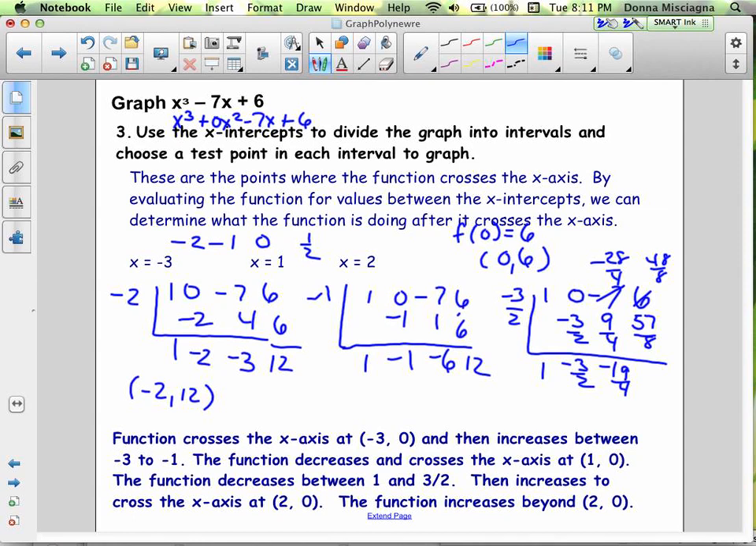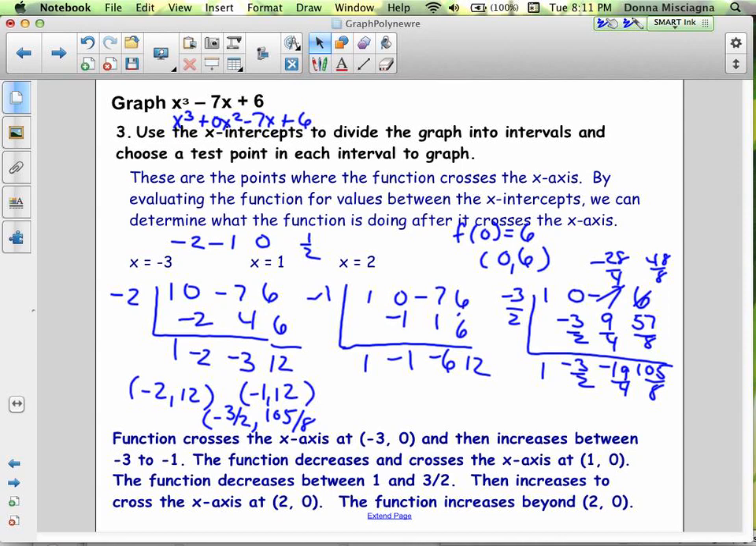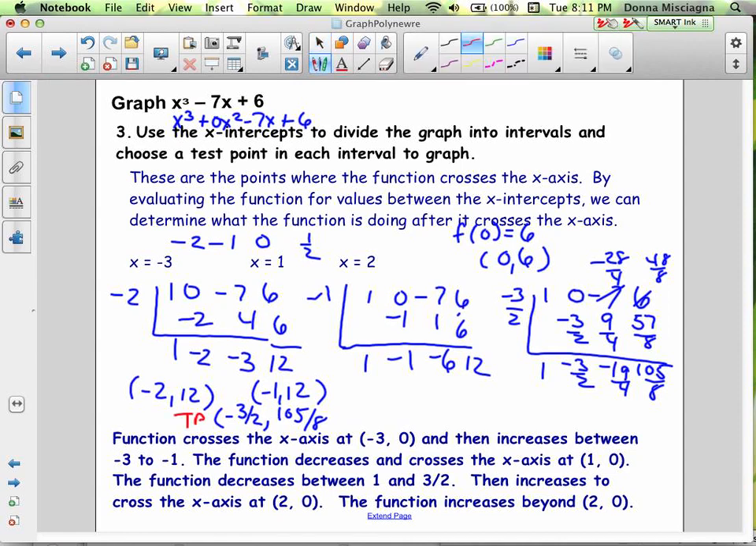So if we add those together, we have 105 eighths. So in between our negative 2 and our negative 1 is the point negative 3 halves, 105 eighths. And that is a smidge, just a smidge more than 13. So this one here, this is our turning point. But we're going to graph those other points because they're easy to graph and that'll make our graph look better.